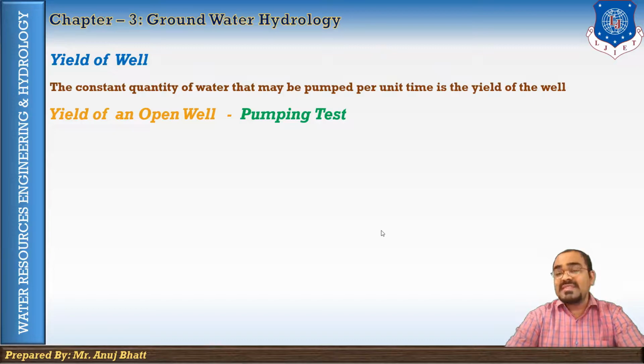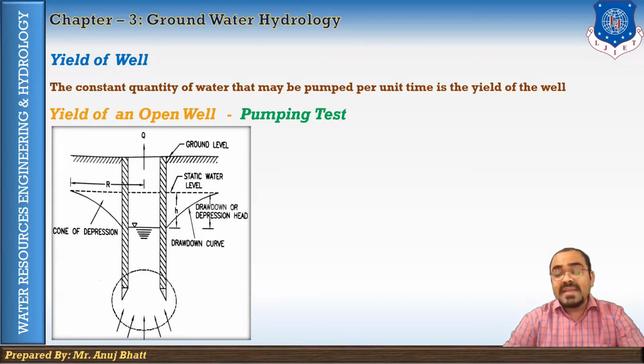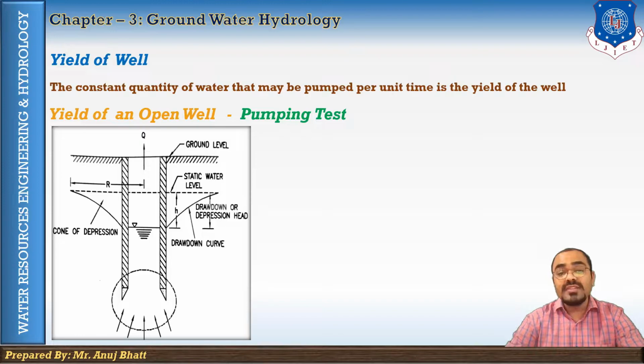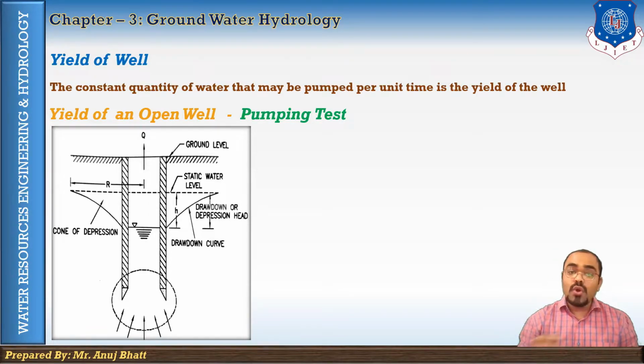Well, from this test, the maximum safe yield can be determined. In this test, a constant discharge is pumped out from the test well. The inflow into the well will depend upon the drawdown. Initially the drawdown will be less and hence the inflow will be less. Now the drawdown will go on increasing with the inflow into the well.